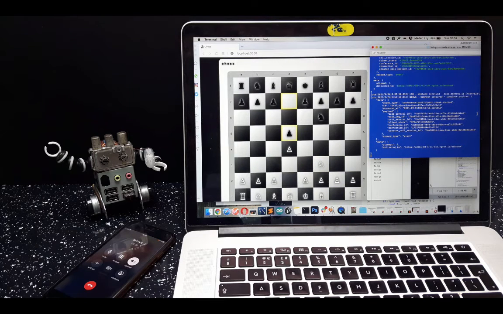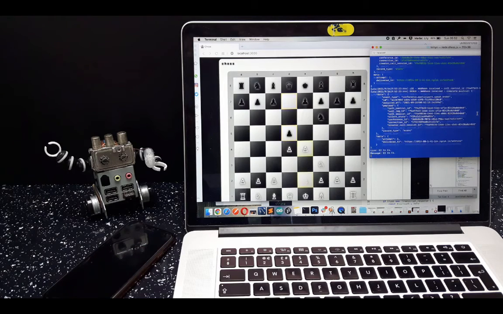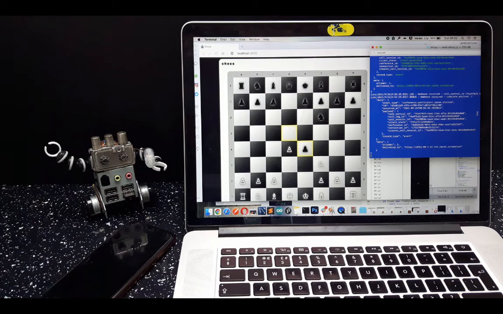G1 to F3. Computer moves from B7 to D5. E2 to E4. Computer moves from D5 to E4.